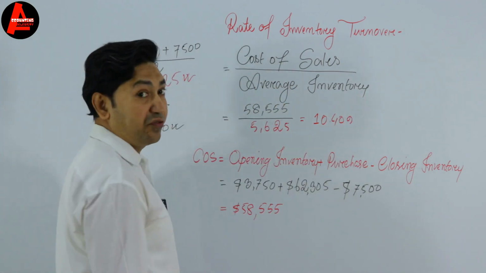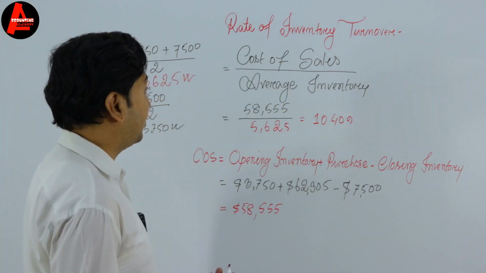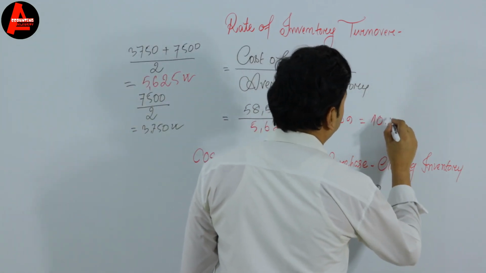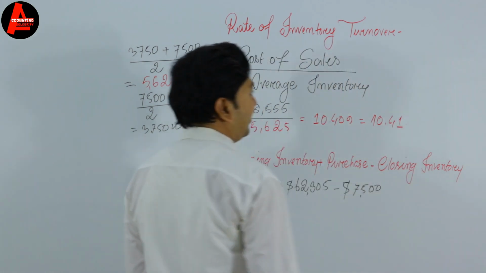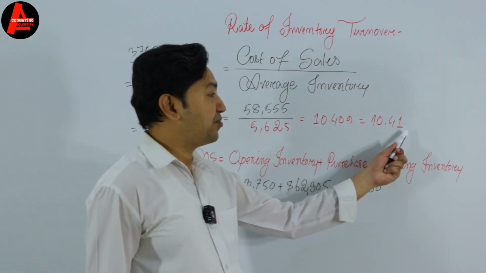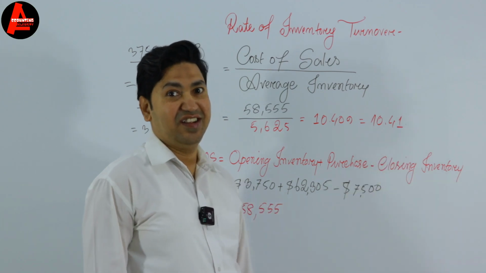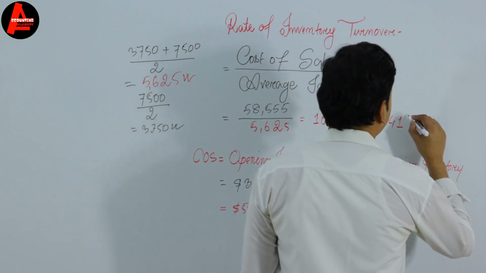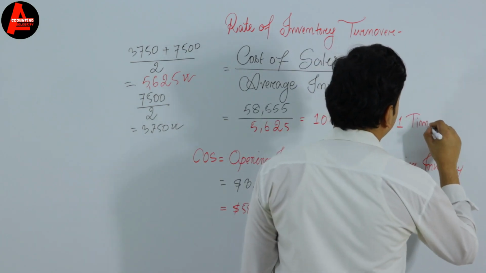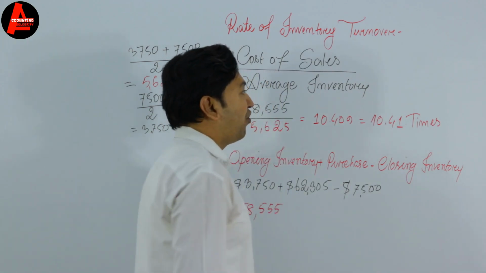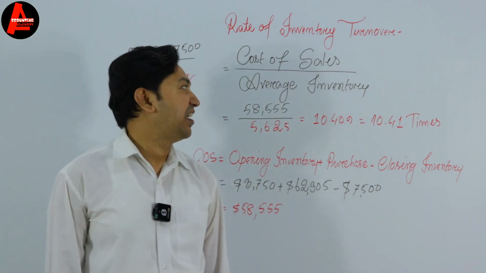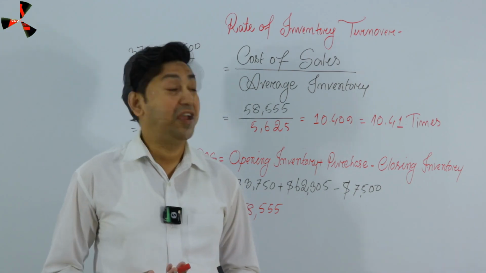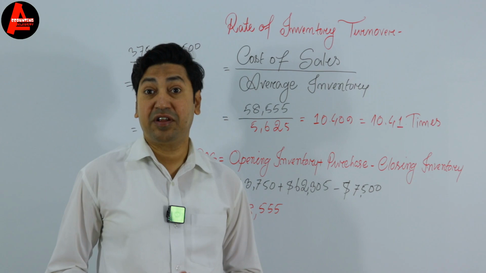10.409. Okay, if we round it up to two decimal places, then we get here 10.41. Okay, now what will be the unit here? Percentage? Dollar? No, not at all. Okay, it is times. So sometimes we see many students make mistake here to write the unit. Okay, 10.41 times. What does it mean? It means that business replaces its inventory 10.41 times in a particular period of time.